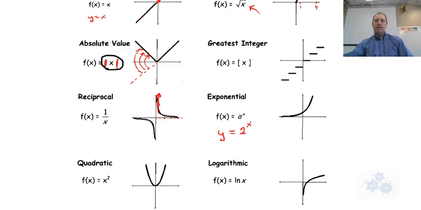It looks like this. If x is 0, y is 1, so that's a common aspect there. And then, of course, if x is 1, 2 to the power of 1 would be 2. If x is 2, 2 to the power of 2 would be 4. So you can see how it jumps exponentially. Okay, that's where we get that expression from.